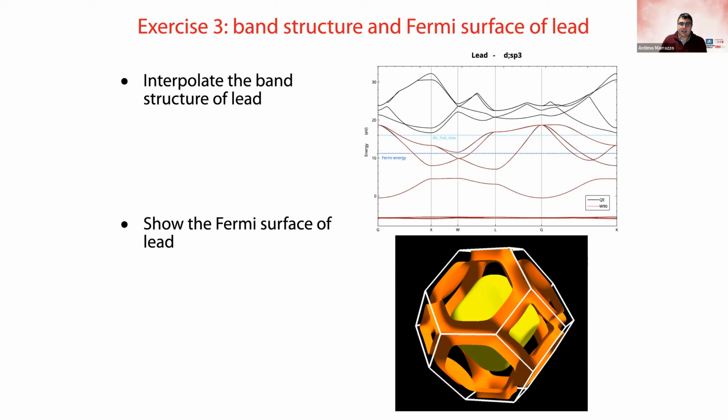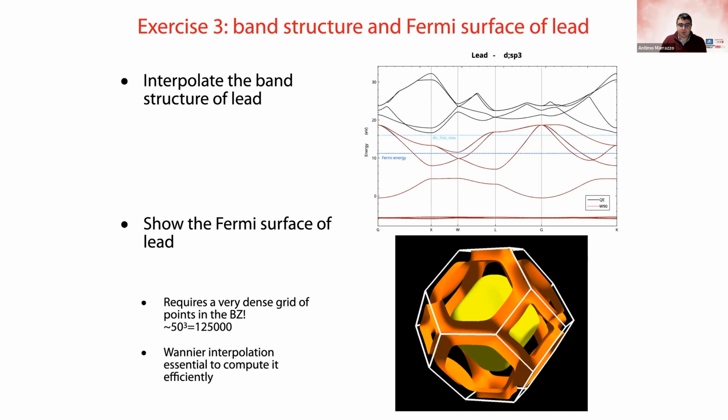So it's clear that if you want to interpolate band structure, you can benefit from a Wannier representation and Fourier transform. But in the case of the Fermi surface, this is even more evident, okay? Suppose you want to do a decent Fermi surface calculation of lead, you would need to calculate something like 50 cubed k-points. That would be more than 100,000 k-points, which is, of course, extremely expensive if you need to do it with a direct calculation by diagonalizing the full DFT Hamiltonian at all of these k-points. While with Wannier interpolation, this becomes almost trivial. So it's extremely efficient to compute.